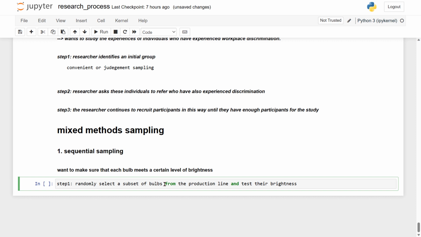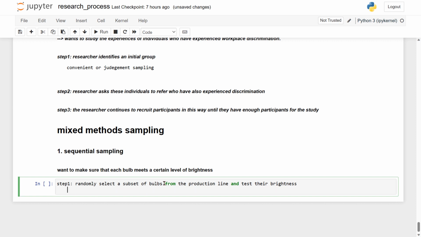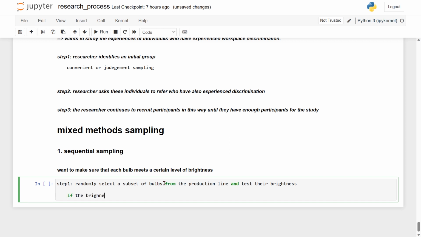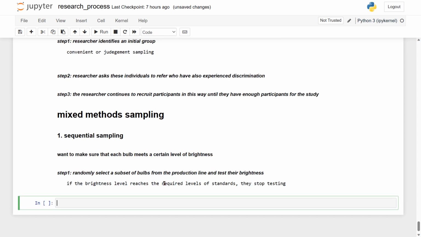So now the condition: if the brightness level meets the required standard, if it reaches the required levels of standards, they stop testing. They stop testing and assume that the rest of the bulbs are also of good quality.